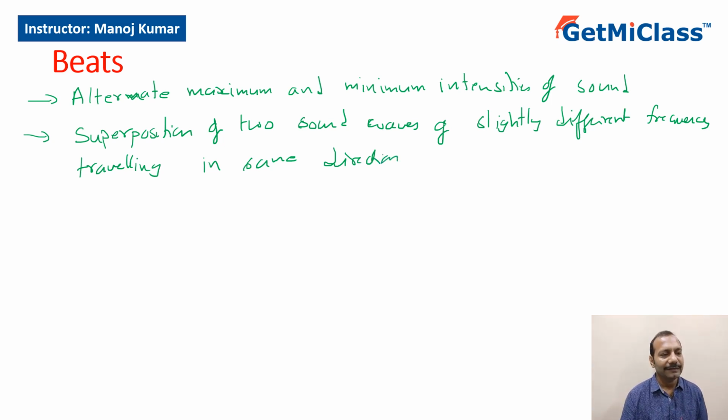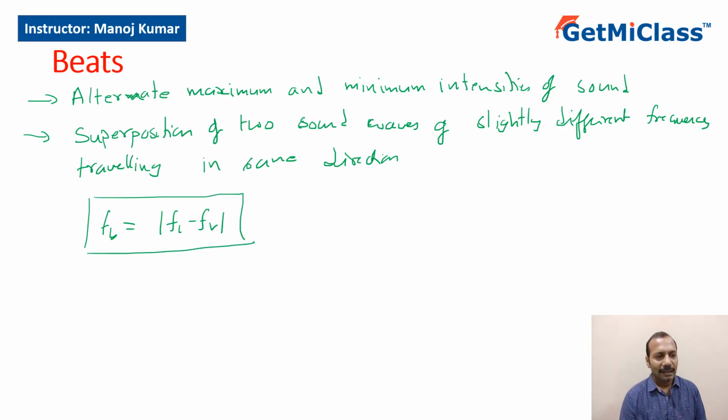Now the beat frequency, that is the number of beats produced per second, I'll say beat frequency fp is equal to the difference in frequencies of the two waves which are superimposing. Now I'll not get into the derivation of this. So the number of beats produced per second is equal to the difference in frequency.